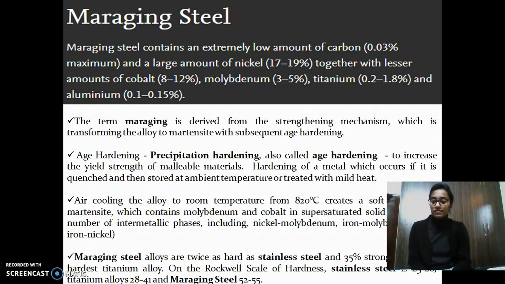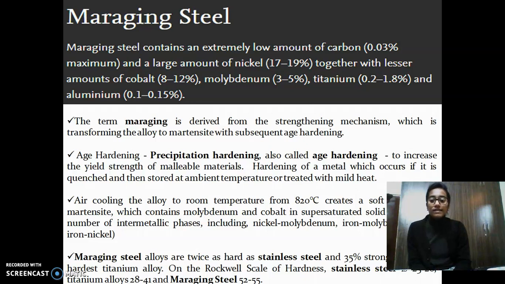Coming to Maraging steels. So the term Maraging is derived from the strengthening mechanism, which is transforming the alloy to martensite with subsequent age hardening. What is age hardening? It is also called as precipitation hardening. To increase the yield strength of malleable materials. Hardening of a metal which occurs if it is quenched and then stored at ambient temperature or treated with mild heat. Air cooling the alloy to room temperature from about 820 degrees Celsius creates a soft iron nickel martensite which contains molybdenum and cobalt in supersaturated solid solution.